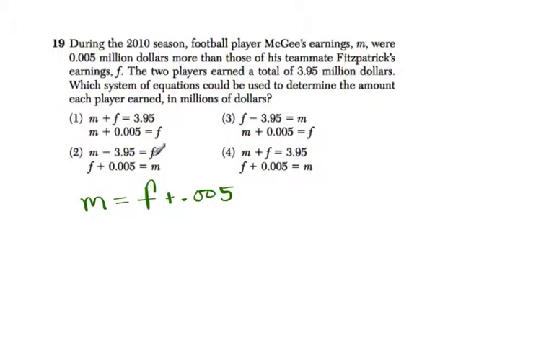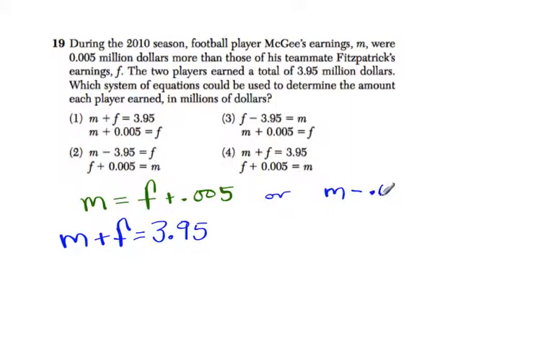And now our second sentence says the two players earned a total of 3.95 million. So that's a little bit easier. In other words, if I combine their two salaries, it should equal $3.95 million. And again, an alternative for the first sentence would have been this.